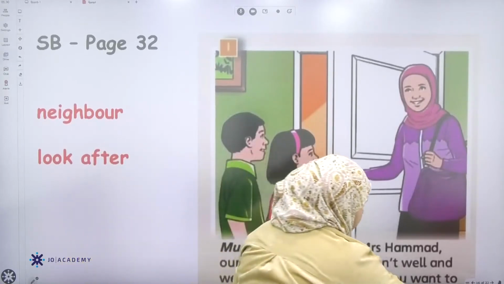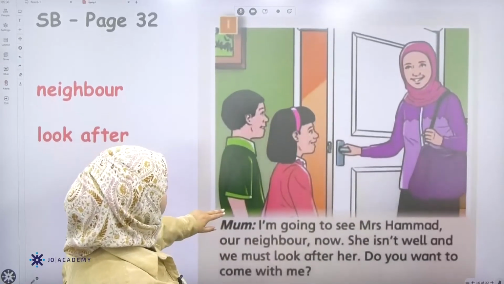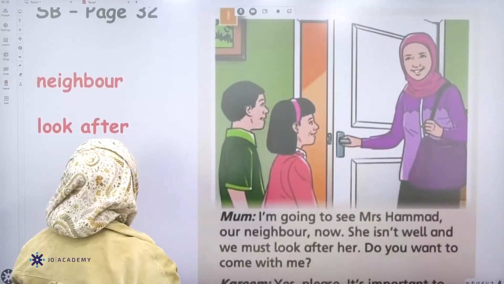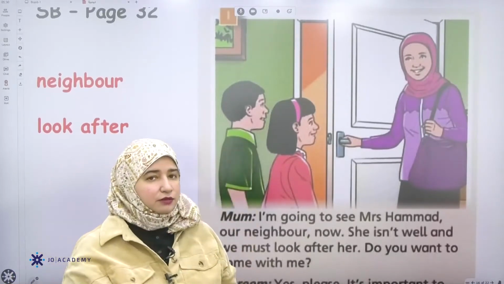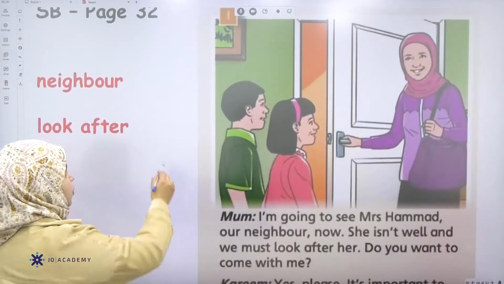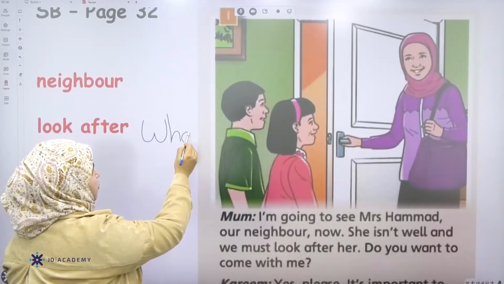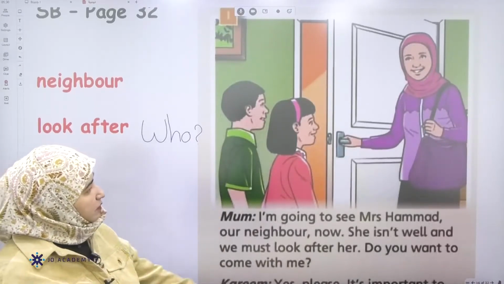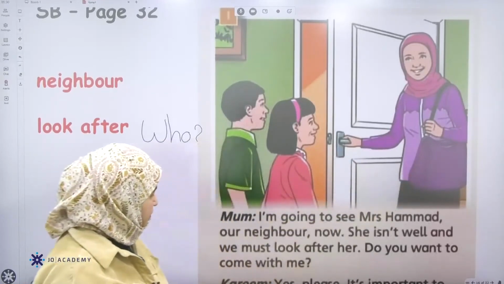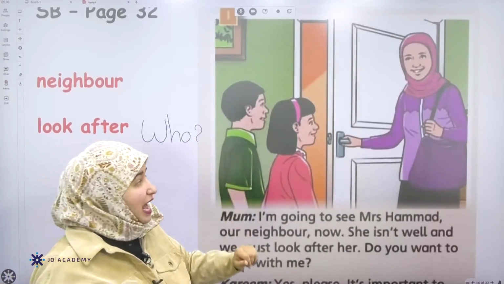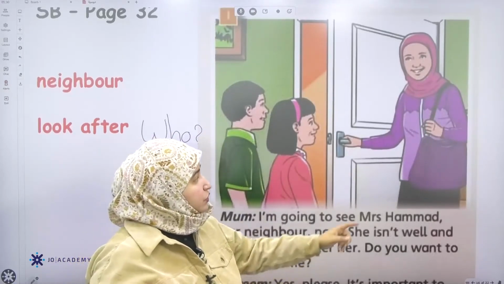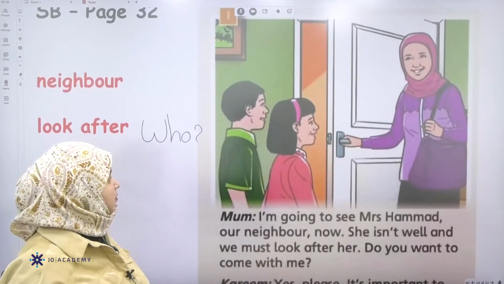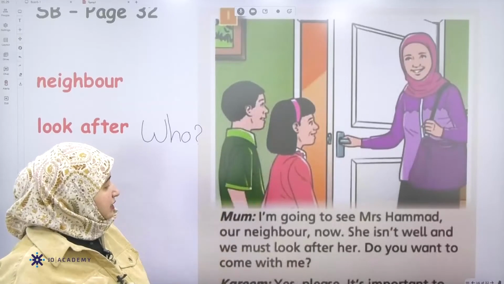Now here is the first picture. Look at the picture. Who can you see? Who, يعني من? Who can you see? Excellent, mom. Also Kareem and Samira. So, mom, Kareem and Samira.